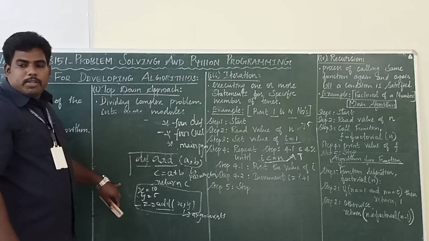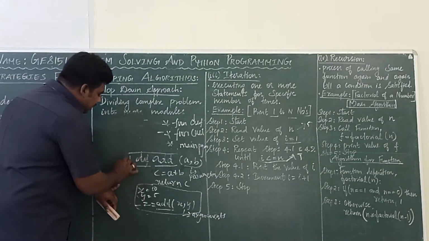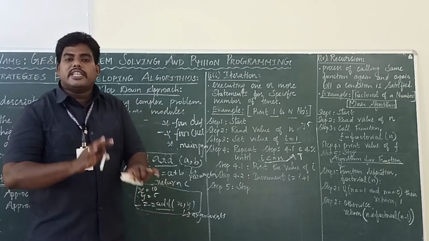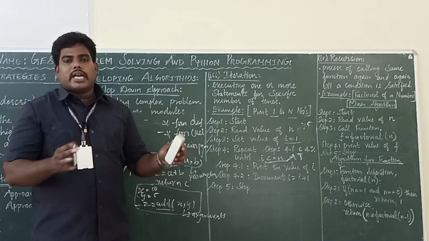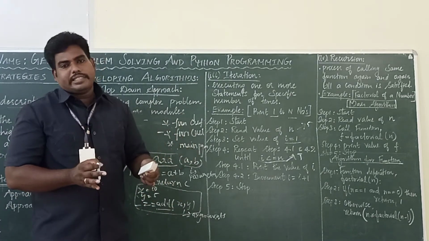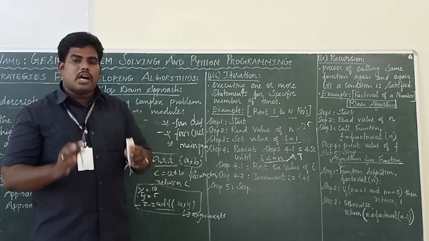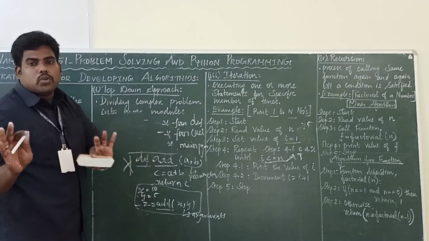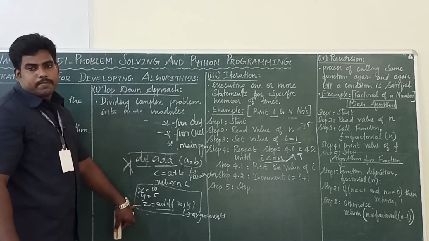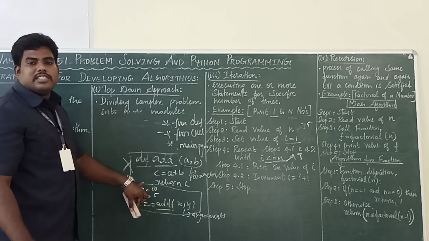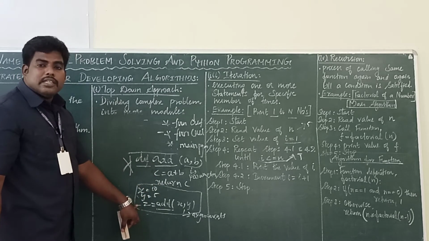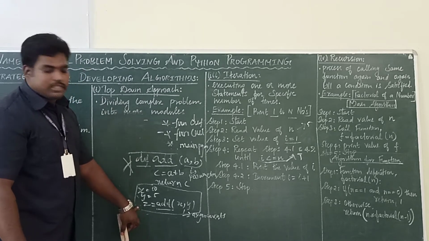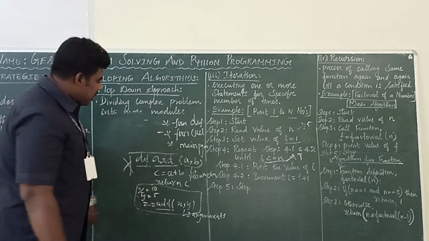How will the program be executed? The function definition cannot be executed till the function call executes. All of it clear? So this def to return cannot be executed till this line executes. These 3 lines cannot be executed till the interpreter executes this line, z equal to add, because this is the function call.